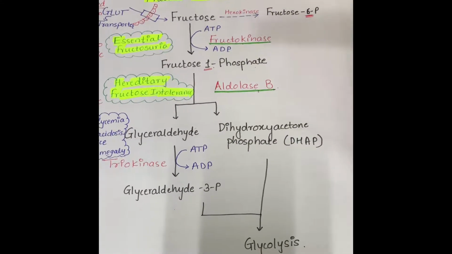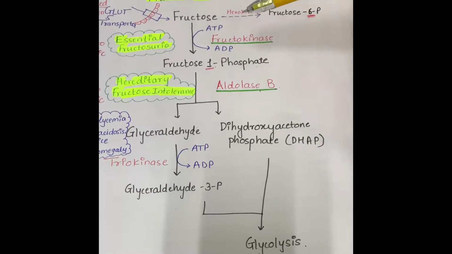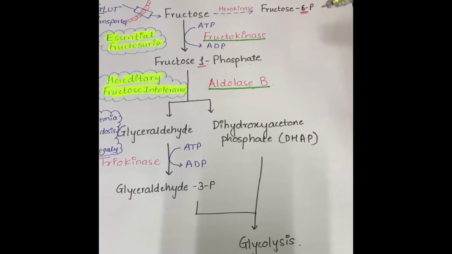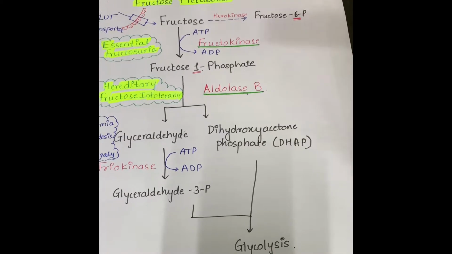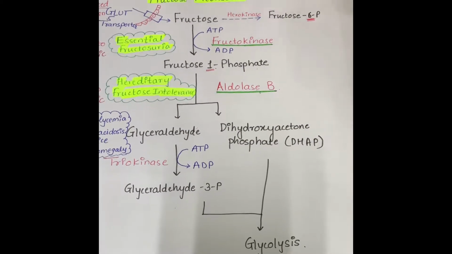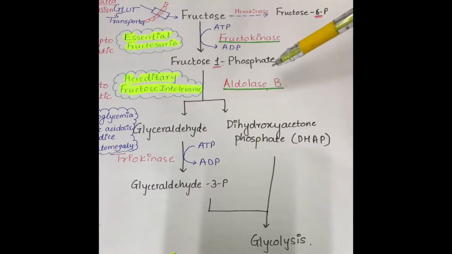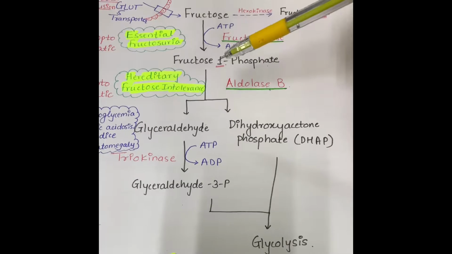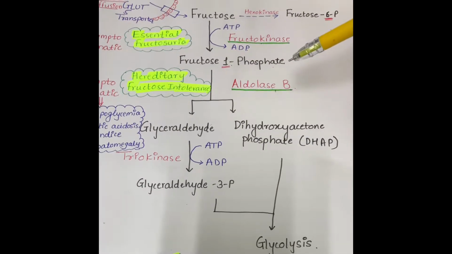In other cells, hexokinase is also present, which acts on fructose to convert it into fructose 6-phosphate. This fructose 6-phosphate is an intermediate of glycolysis and it joins glycolysis. But fructose 1-phosphate is not an intermediate. It has to be converted into an intermediate of glycolysis to join the pathway.